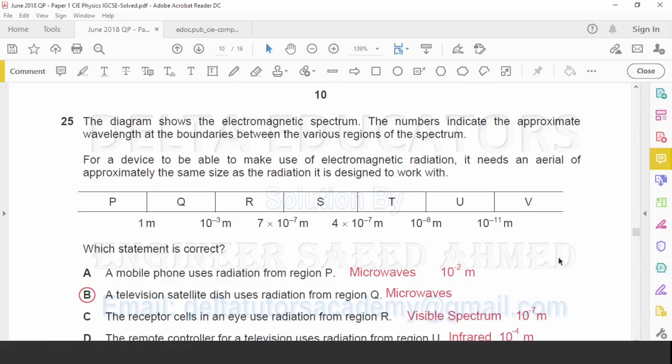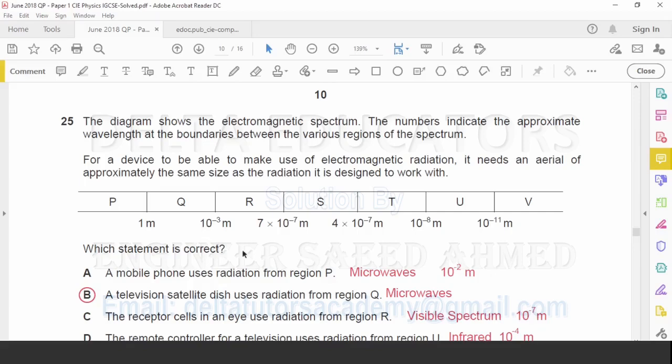Question number 25. The diagram shows the electromagnetic spectrum. The numbers indicate the approximate wavelength at the boundaries between the various regions of the spectrum. For a device to be able to make use of electromagnetic radiation, it needs an aerial of approximately the same size as the radiation it is designed to work with. Which statement is correct?